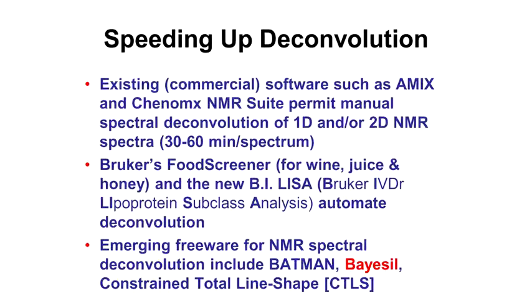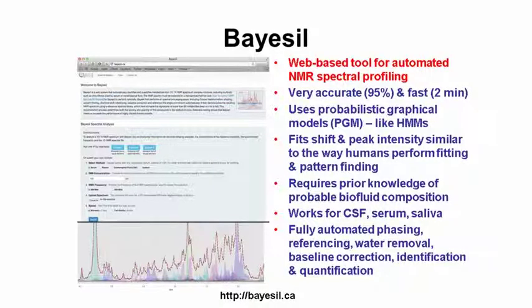So we've talked about AMIX and Chenomx that do this, and typically how long it takes with those, even with skilled people. And then I've mentioned the other automated methods that have just started coming out, developed by Bruker for wine and juice and honey, and also very recently for the analysis of lipid subclasses or lipoproteins. I've also talked about some of these automated deconvolution tools, from Batman to CTLS to Bayesil. And I introduced Bayesil yesterday, I guess, about what it does, how it works, and the principles behind it. So this is, again, an effort towards automated deconvolution.